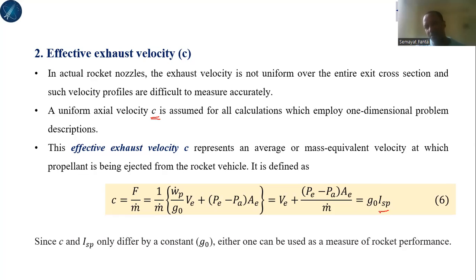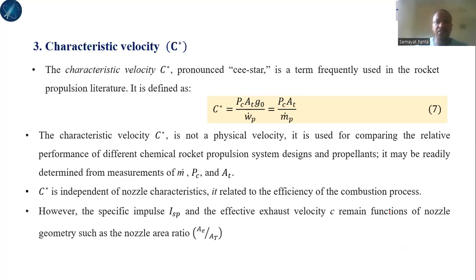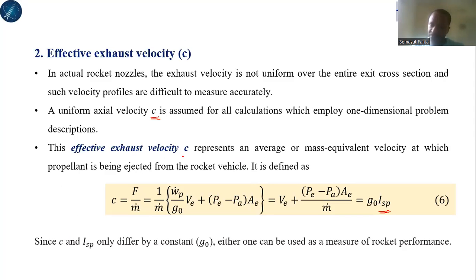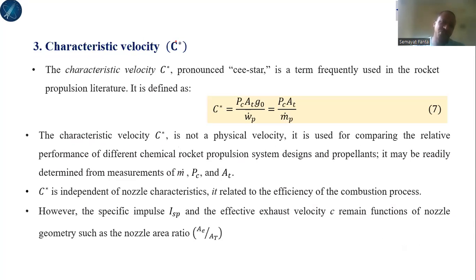This Isp we still haven't discussed. We will discuss it next. Characteristic velocity, or C star. Please don't forget this. Effective exit velocity C, characteristic velocity C star. These have meaningful roles in rocket calculation, so don't forget.